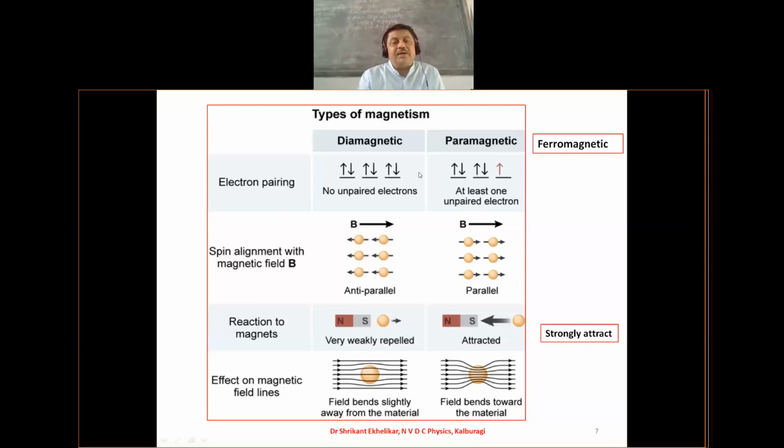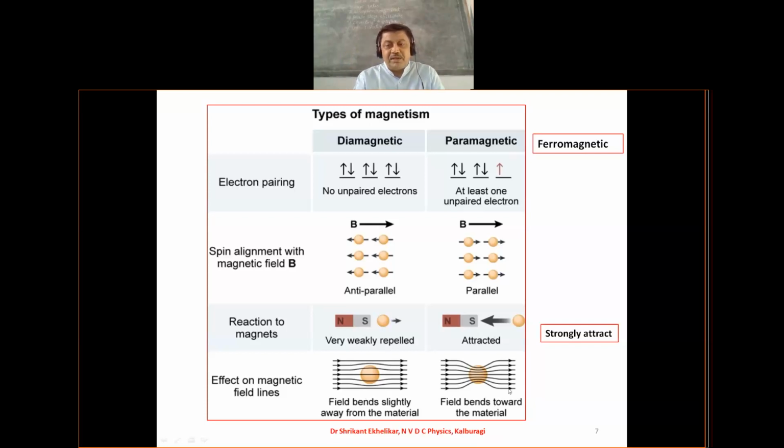So for diamagnetic, no unpaired electrons, all are paired, so the net magnetic moment is zero. When placed in a magnetic field, the dipoles align themselves in a direction opposite to the induced field, and when brought near a magnet, they show repulsion. Diamagnetic materials do not allow the magnetic lines of force to pass through them. So these are the basic properties of diamagnetic, paramagnetic, and ferromagnetic materials.